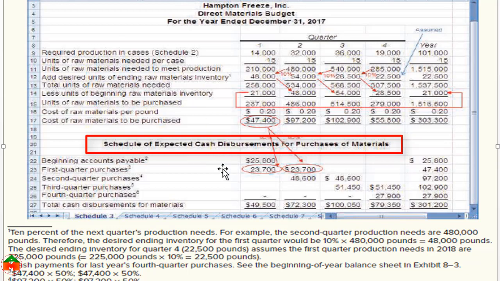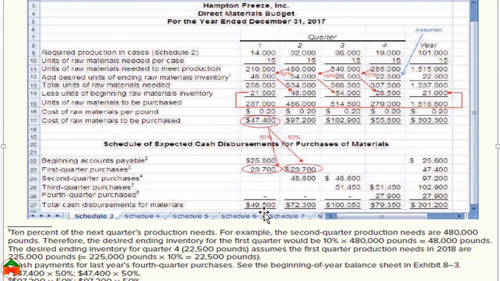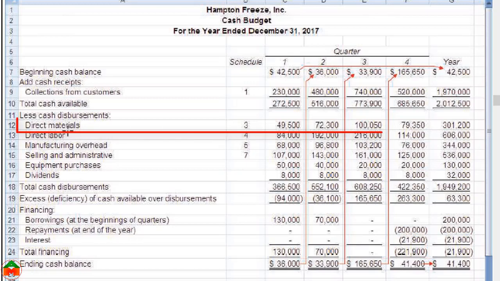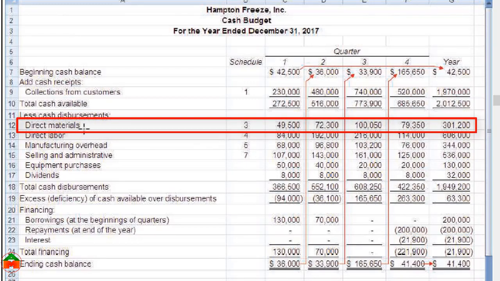This is the schedule of expected cash disbursement for purchase of materials, which was shown in the second tutorial of master budgeting. We can see in the first quarter we need to pay 49,500, in the second quarter 72,300, and in the third quarter 100,050, and in the fourth quarter 79,350. These are the cash payments for material purchase.